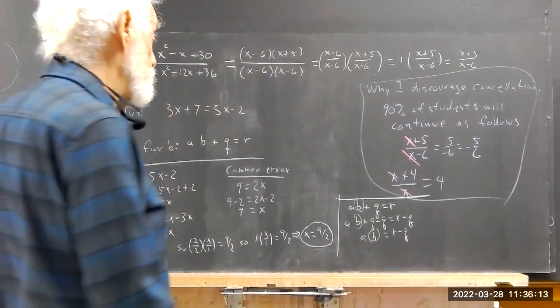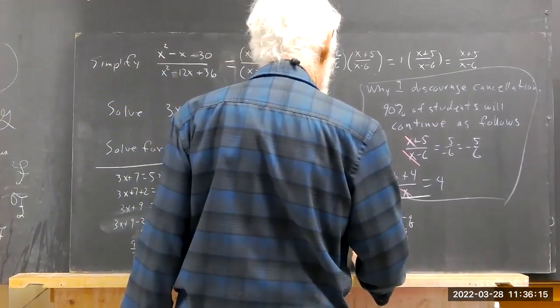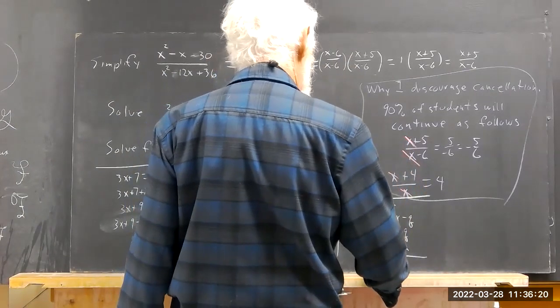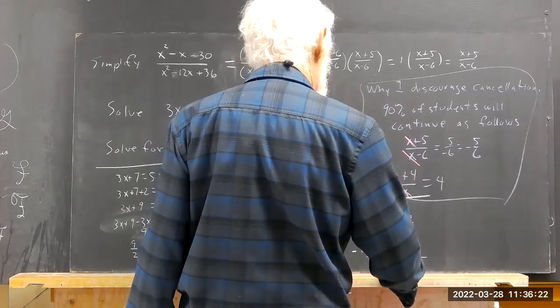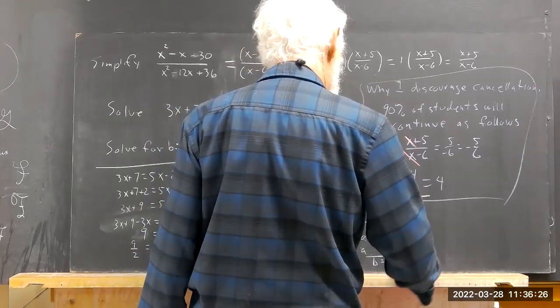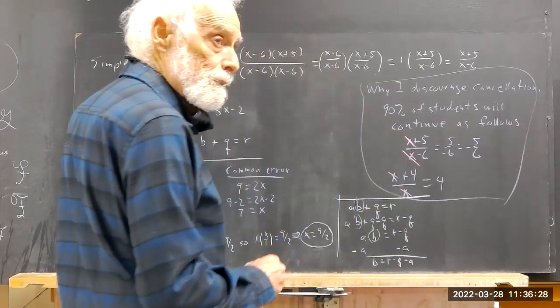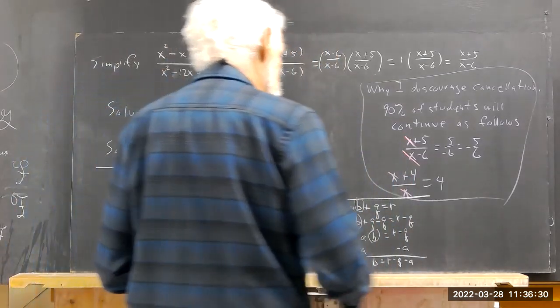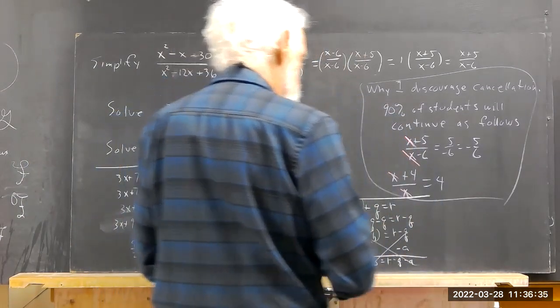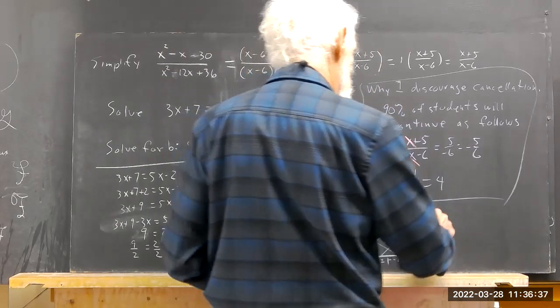Now you don't write minus A, B equals R minus Q minus A. That's totally wrong. You shouldn't cross out the A times B.